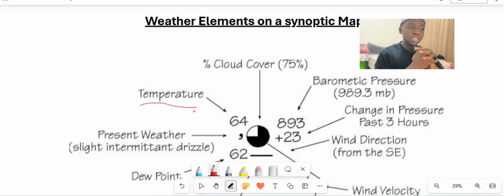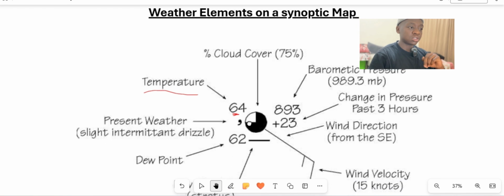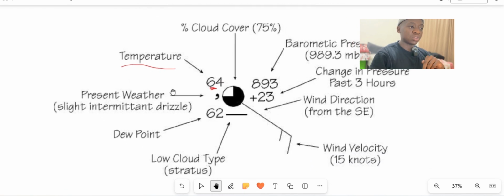So yes, temperature is just a number indicated on top of the cloud cover or the circle. Yes, it's just a number that is there. You just have to know that it is represented as temperature.